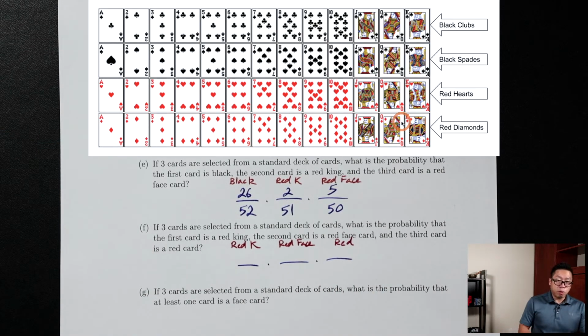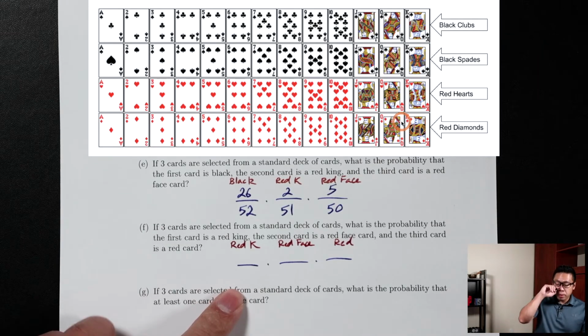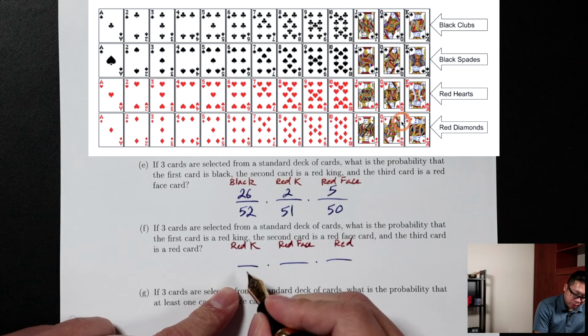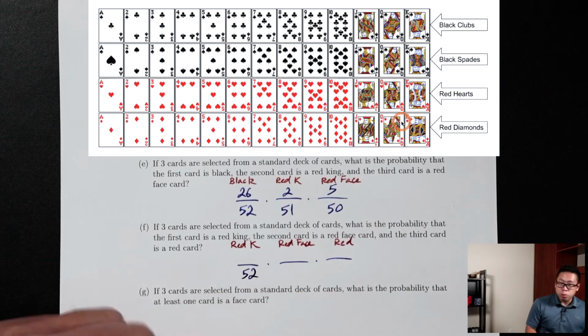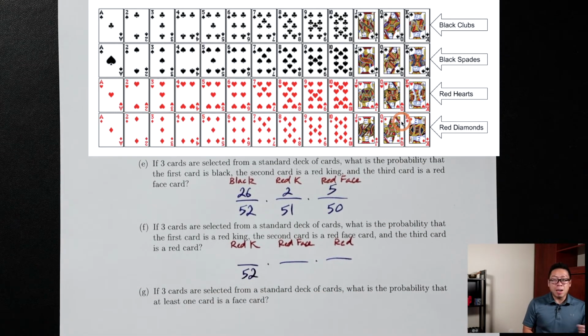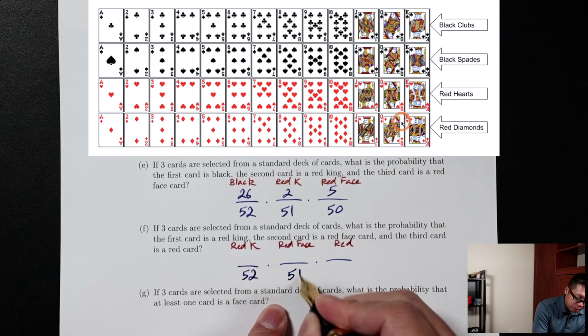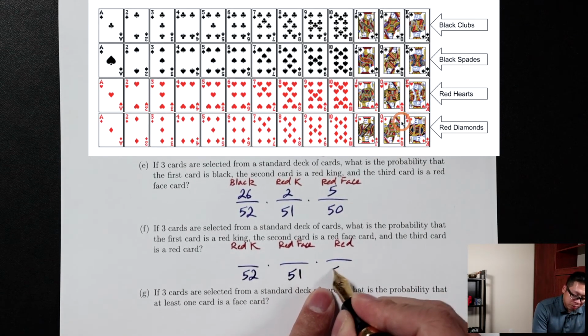Let's talk about the bottom first. Bottom of the first card, how many different cards total? 52. So when we're talking about cards, I'm picking a card, not putting it back. Because I don't put it back, for the second card, the total is going to be reduced by 1 to 51. And then for the same reason, we're going to be down to 50.